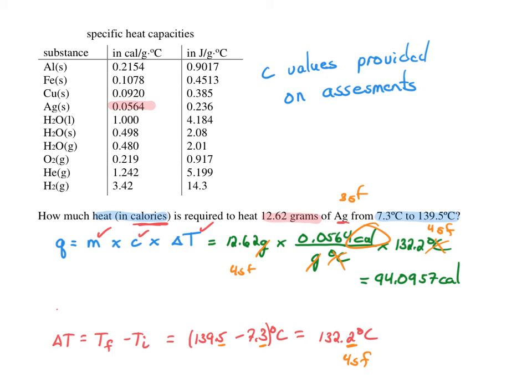So we are limited to 3 sig figs, and we're going to round up because the first number we drop is greater than 5. So our final answer is 94.1 calories.